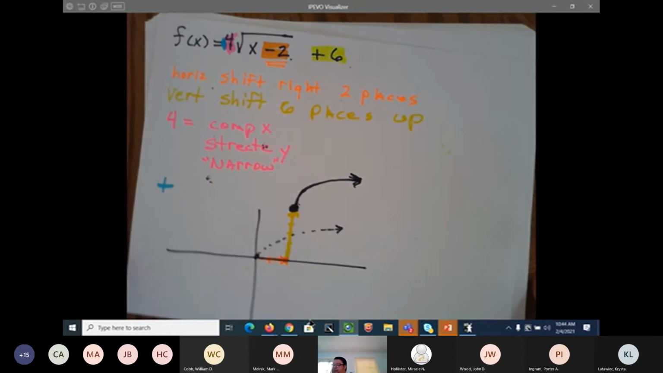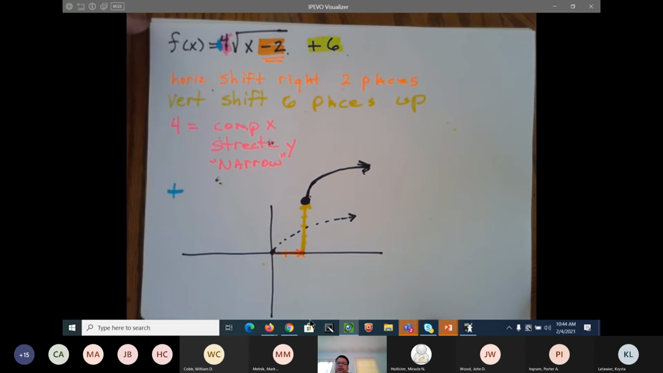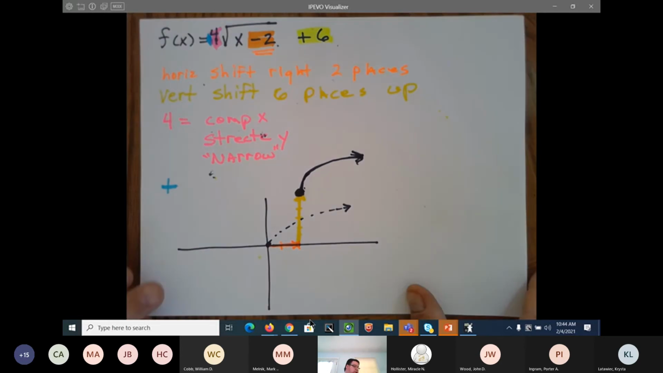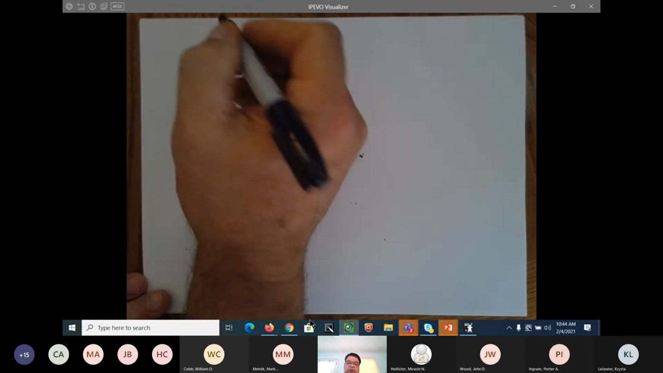Thus completing the square. So let's look at completing the square, which some of y'all probably have never seen before because your teacher didn't want to teach it to you because you couldn't put it in a calculator. So let's do completing the square.